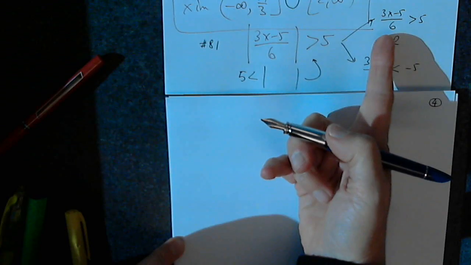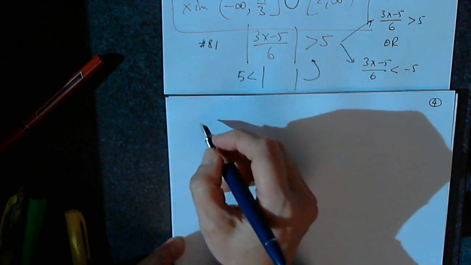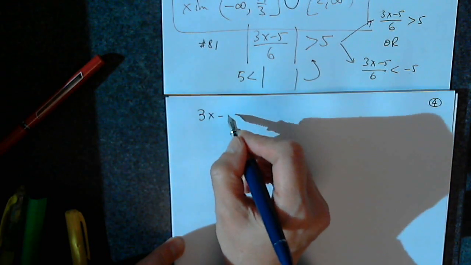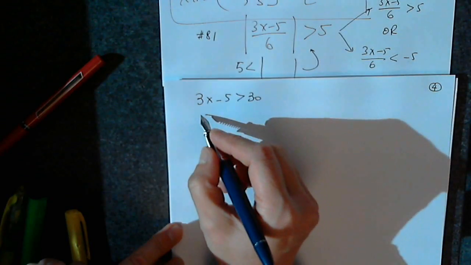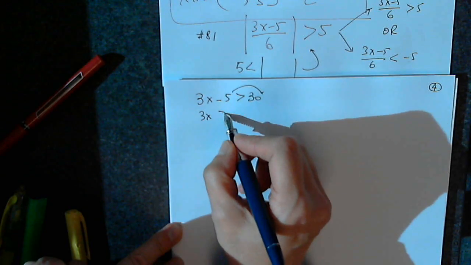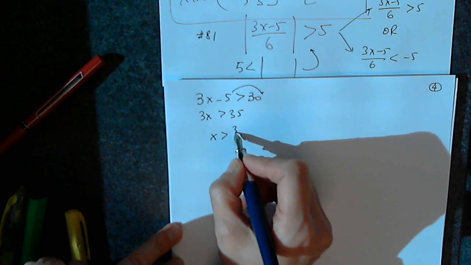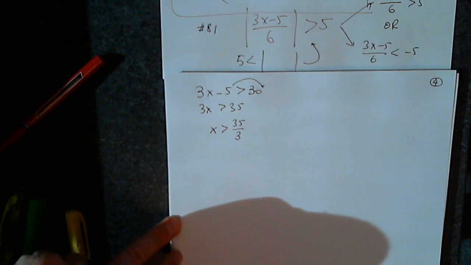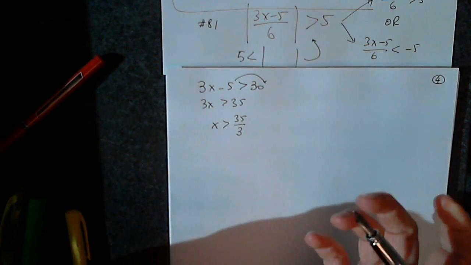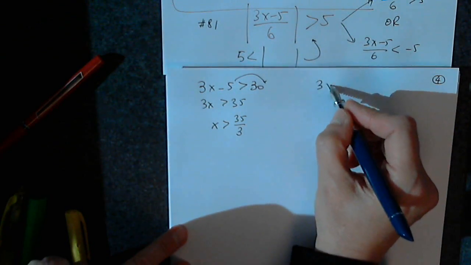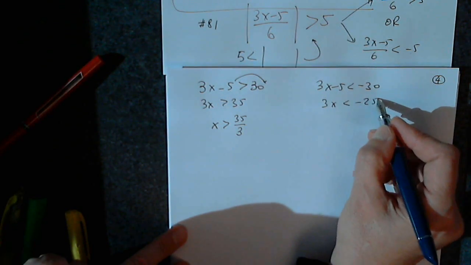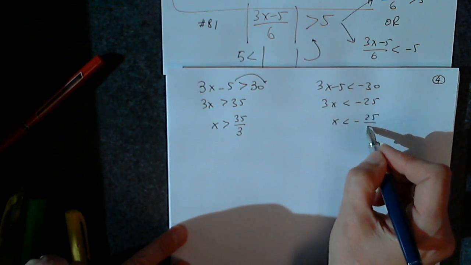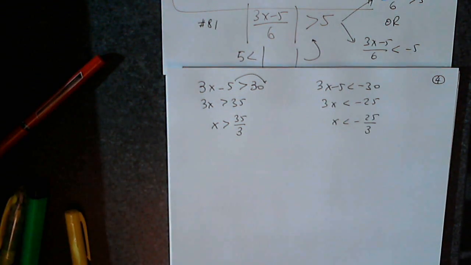So I will solve the first one multiplying both sides by 6. So I have 3x - 5 greater than 30. And then I have 3x, I move -5, greater than 35, so x greater than 35/3. I'll do the same thing with the second one. 3x - 5 less than -30, and 3x less than -25, and x less than -25/3. I added 5 and I divided by 3.